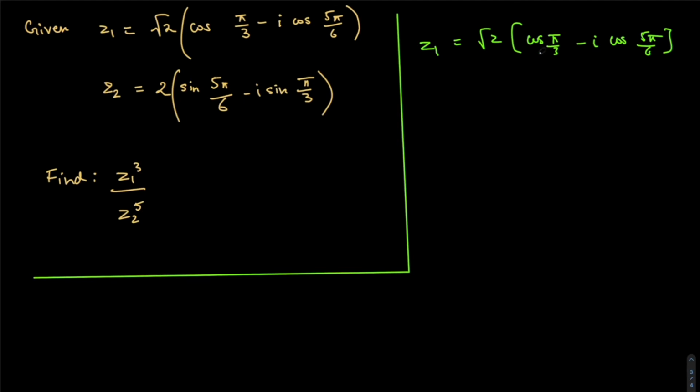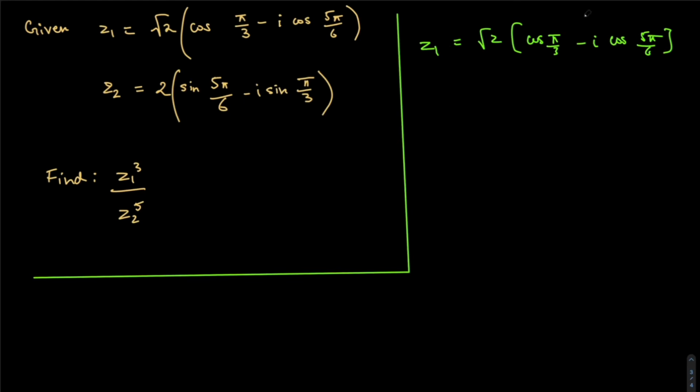Now remember, we cannot directly apply DeMoivre's theorem here, right? Because we need it in the form cosine of theta plus I sine theta or minus I sine theta. That's okay. Whether we have plus or minus doesn't matter. If it's a minus, it's a conjugate. If it's a plus, it's just a normal complex number, right? We can assume it that way, right?